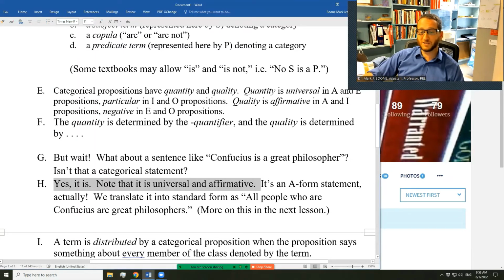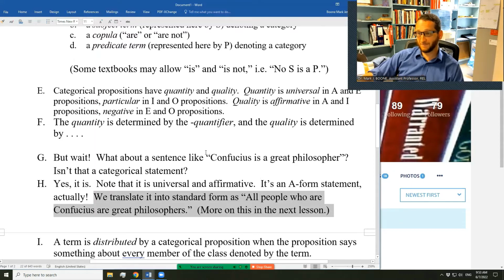Now we translate this into standard form as: all people who are Confucius are great philosophers. That's it. The sentence Confucius is a great philosopher conveys the categorical proposition all people who are Confucius are great philosophers. So when you put it into standard form, you need to do it that way. All people who are Confucius are great philosophers.